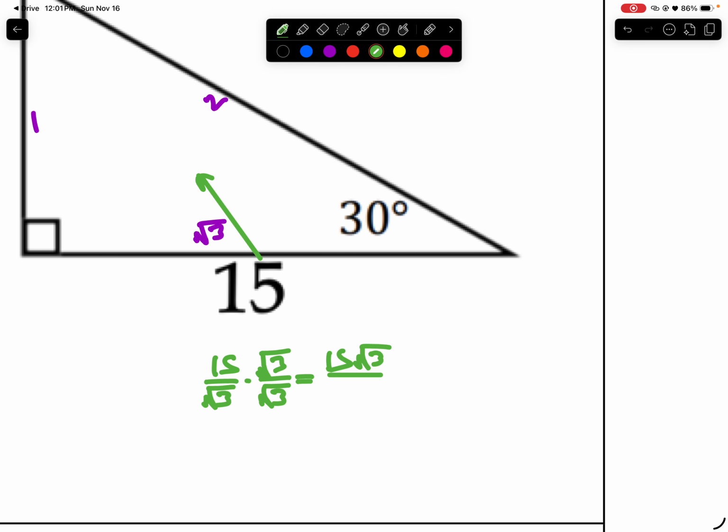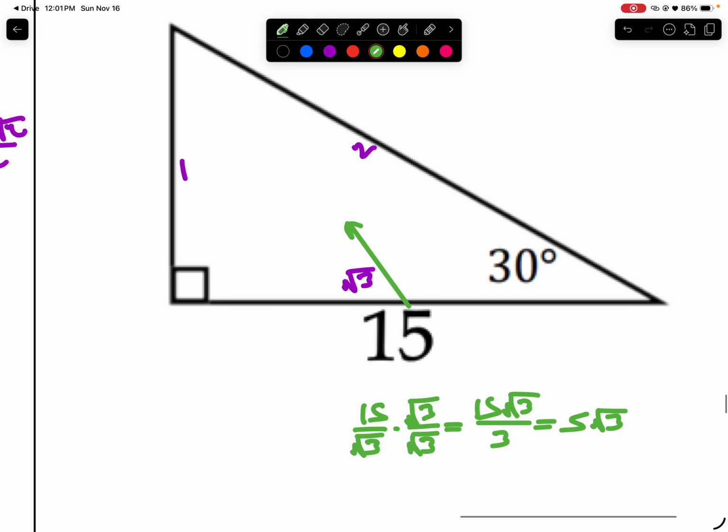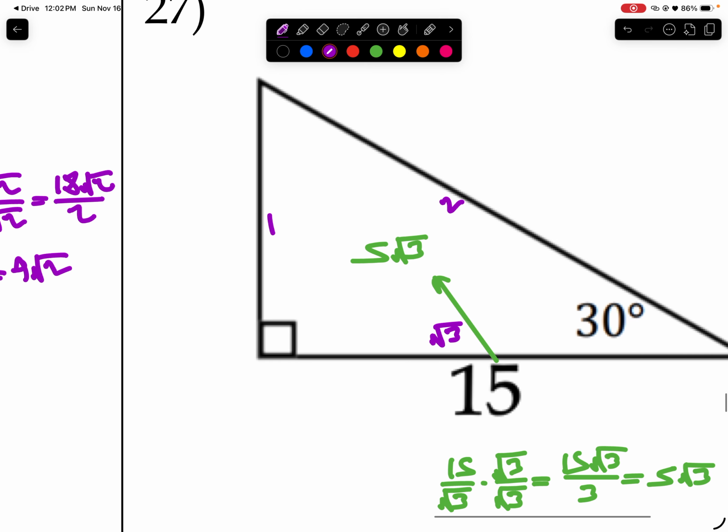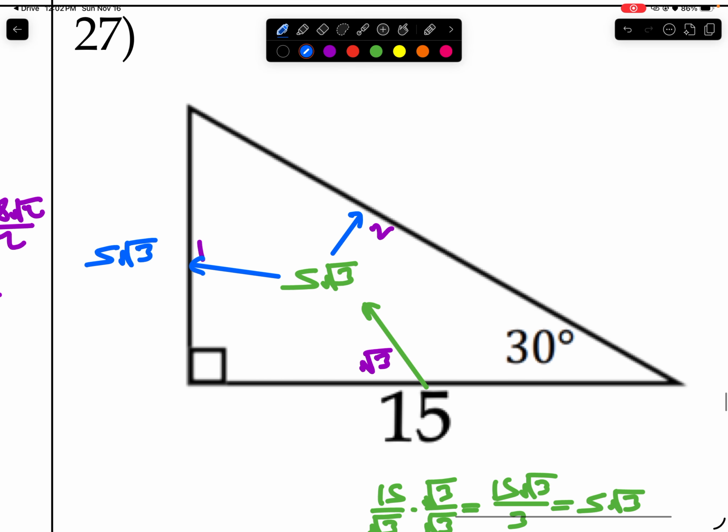And then simplify. I can't draw a 3. Still can't draw a 3. There we go. And that's going to give me 5 root 3. Okay, now I'm ready to multiply out. So I'm going to push out on the left side, which is going to give me 5 root 3. And then on the hypotenuse side of things, now we're going to multiply by 2. So 5 root 3 times 2 is going to give me 10 root 3.